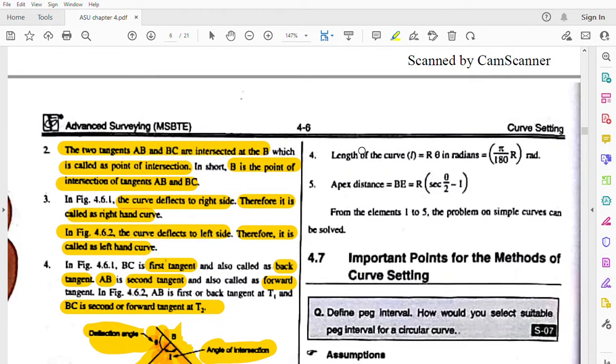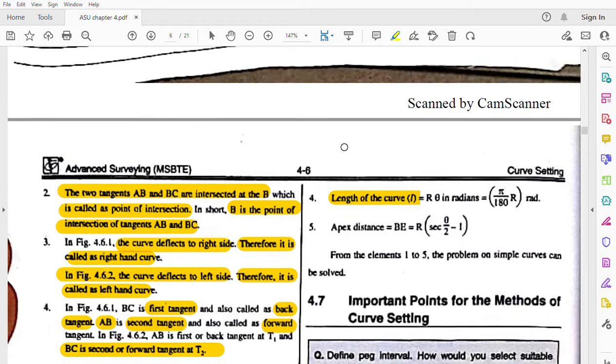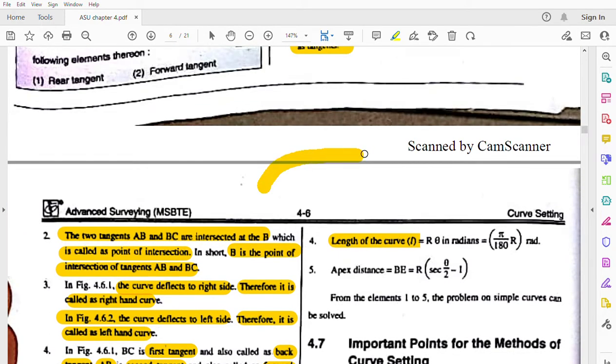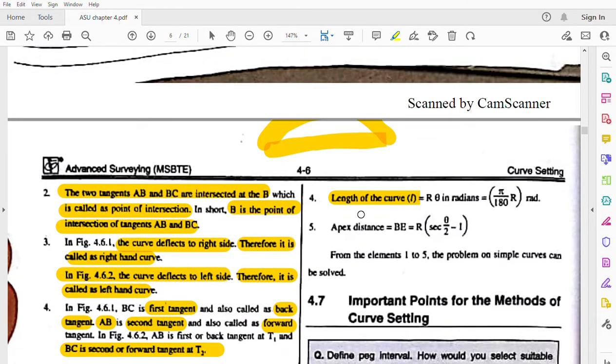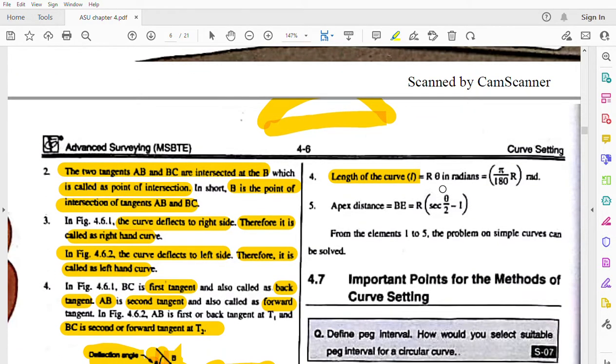Next is length of the curve. Length of the curve is this part, circular part. This is length of the curve, and length of long chord is this straight portion. This is capital L and this circular part is small l. So length of the curve l is equal to R into theta in radians, and if we have to calculate in degrees, the formula is pi upon 180.